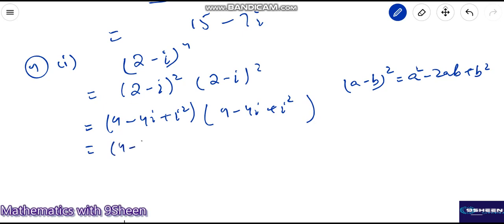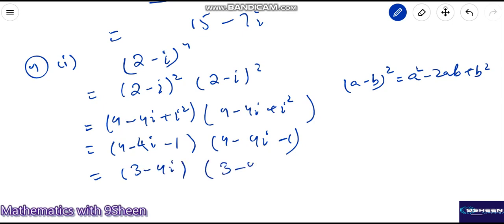4 minus 4 iota, and what is iota square? Iota square is equal to minus 1. Now 4 minus 4 iota minus 1, and you know 4 minus 1 is the real part 3. So 3 minus 4 iota, it is also 3 minus 4 iota, right? How can we solve? Multiply this: 3 multiplied by 3 is 9, 3 times minus 4 iota is minus 12 iota. Similarly minus 12 iota, minus minus plus, 4 4 is 16 iota square, right?